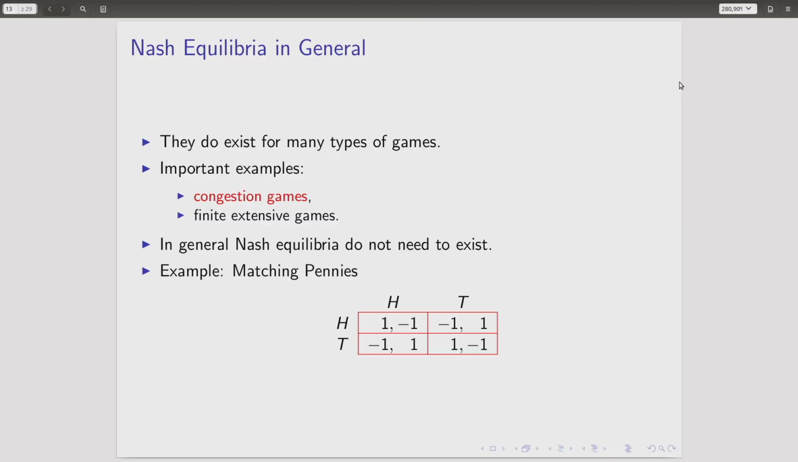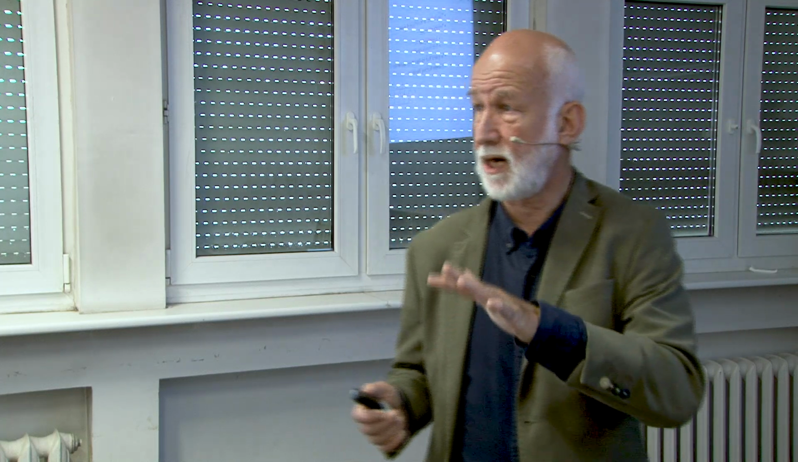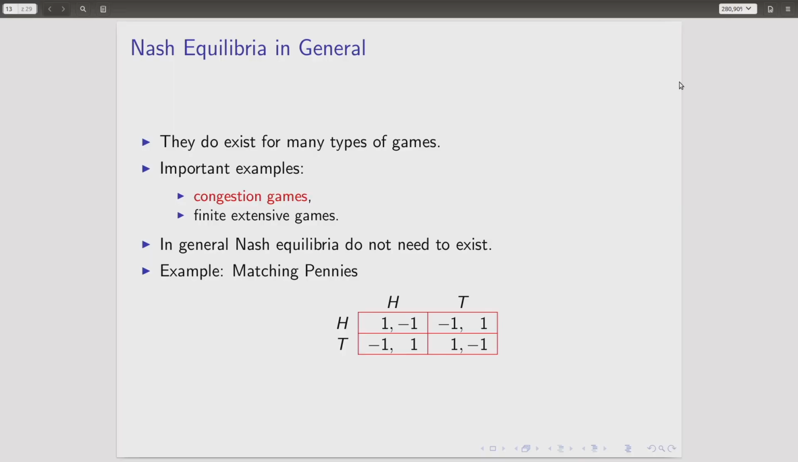Now, about Nash equilibria: we have plenty of games, and in many games there are no Nash equilibria. I'll give you an example in a moment. But there are also many games, which I will study, called congestion games, where there are always equilibria. Also in those games which are finite but where you take turns, called finite extensive games, Nash equilibria always exist. So here is an example, called Matching Pennies, a game which does not have a Nash equilibrium.